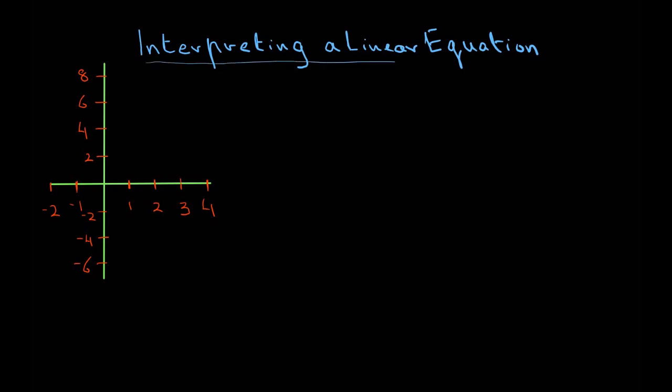So let's try to interpret what a linear equation looks like. We already know that a linear equation is of the form y is equal to mx plus c. Let's take a simple example first, an equation like y is equal to 2x.